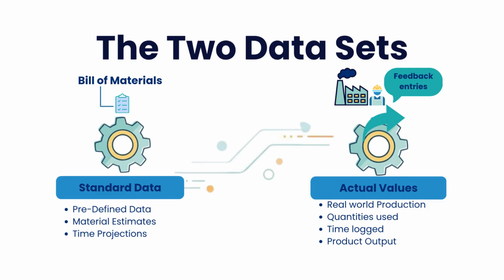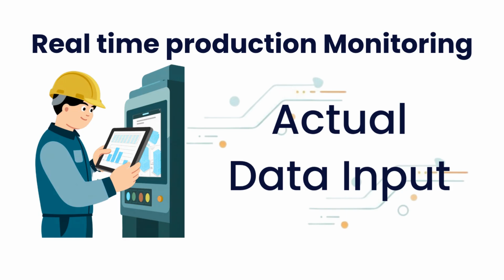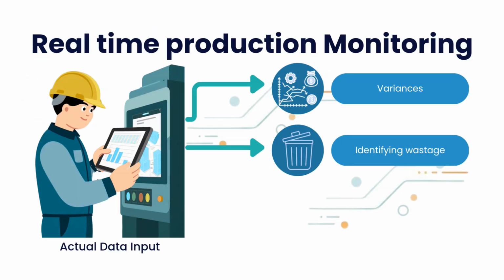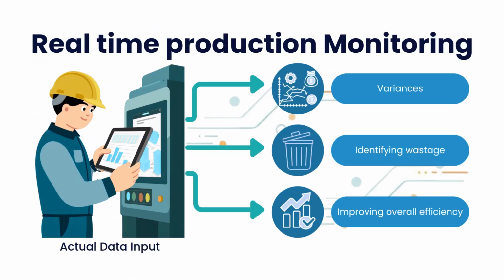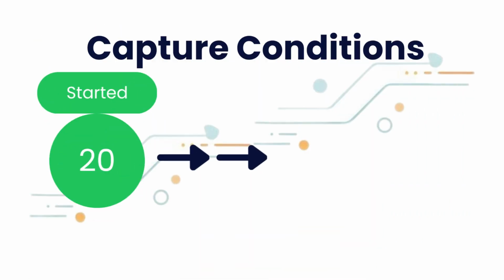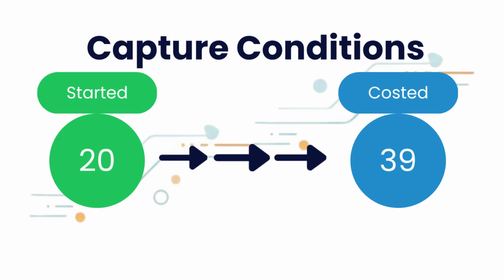These actual values are known as feedback entries. By feeding in these actual figures, Expedite allows you to monitor real-time production. This is essential for seeing variances, identifying wastage, and improving overall efficiency. It is important to note that feedback can only be captured when a works order is in an active state. In Expedite, this corresponds to a status of 20, started, and anything less than 40, finished.